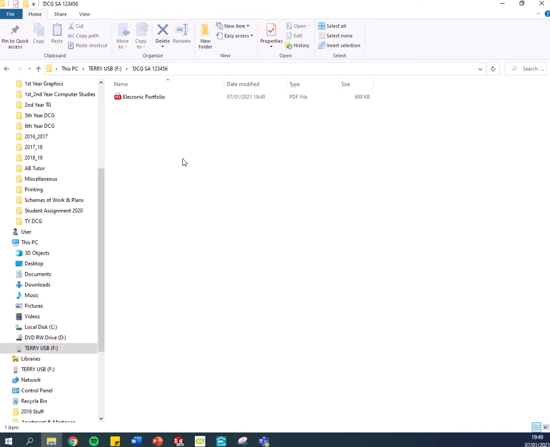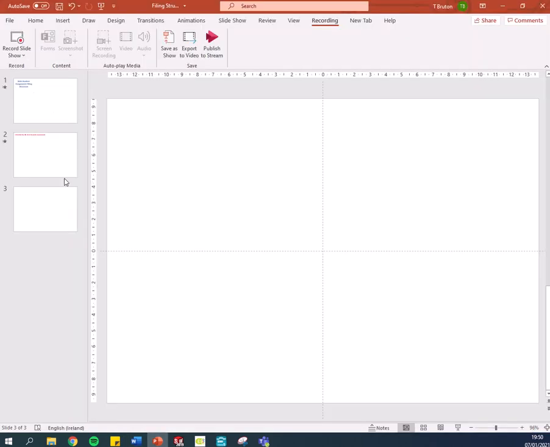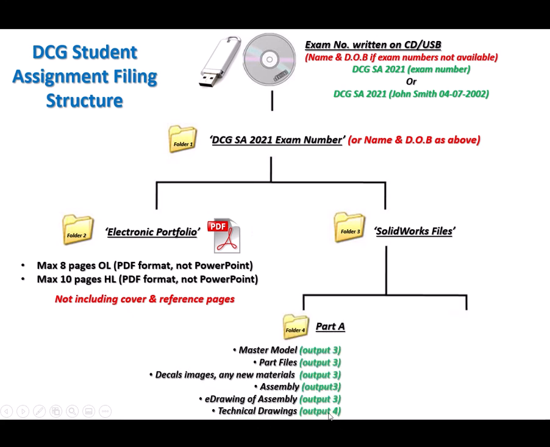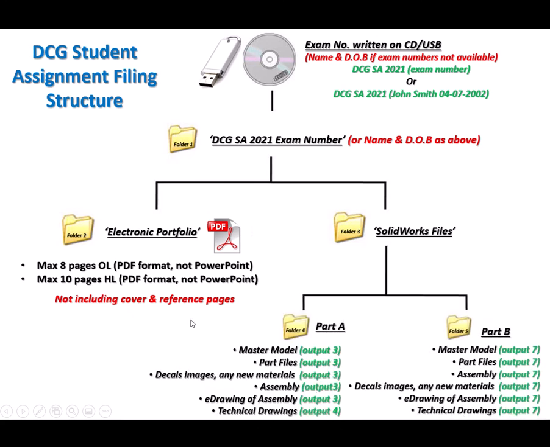Now what I would say is I would also put in the PDF version of the technical drawings in here as well, from your output 4 and your output 7. So all in all I would probably put 3 files in there altogether. Not just the electronic portfolio, but I would also put the PDF versions of your output 4 technical drawings and the technical drawings from output 7, so 3 altogether in that. So that's the file structure. If you have any questions, let me know.